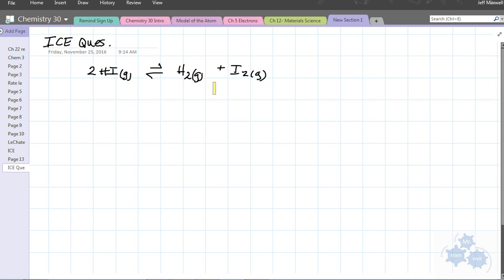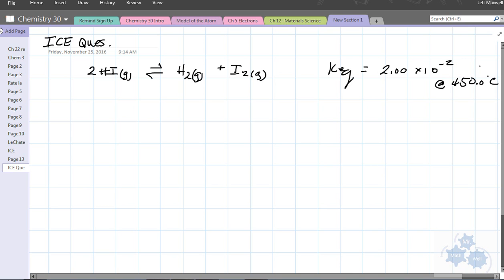Okay. What's the KEQ? The KEQ here is 2.00 times 10 to the negative 2. Okay. So this is at 450.0 degrees Celsius. So that's the KEQ we're going to end up dealing with. All right. So we have a balanced equation. Let's make the I.C.E. chart.